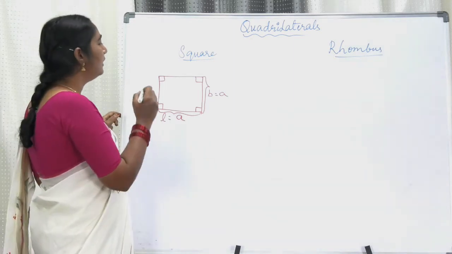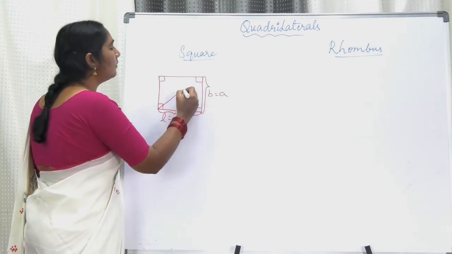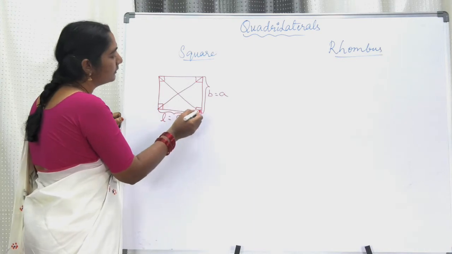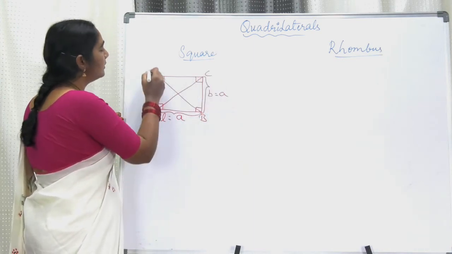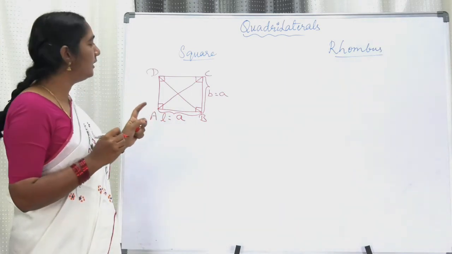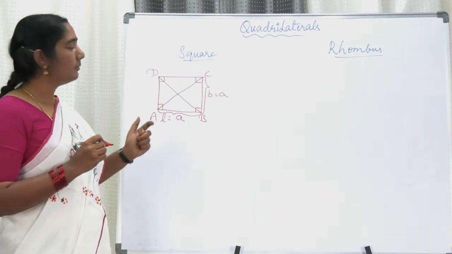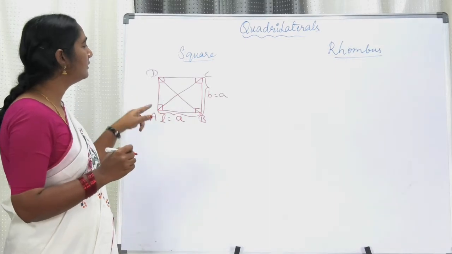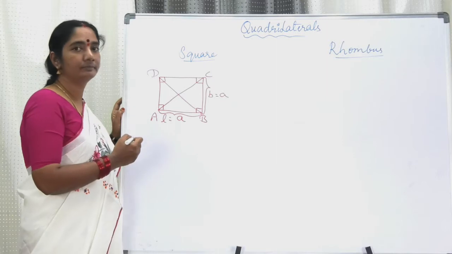And in a square, the diagonals are equal. This is one diagonal and this is another diagonal. Let the square be A, B, C, D. The diagonals are equal in a square. So my dear friends, sides are equal, angles are 90 degrees, diagonals are equal. So these are all the conditions of a square.